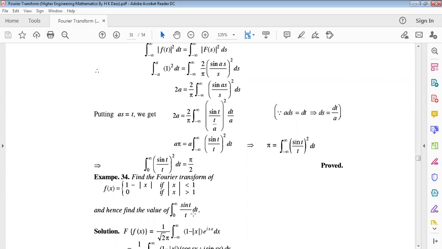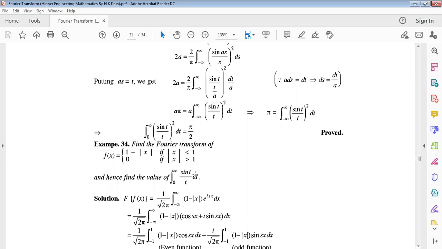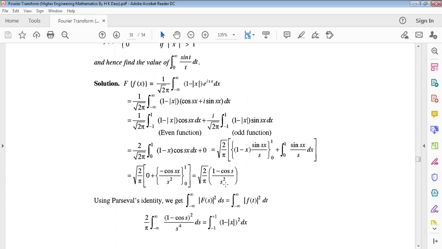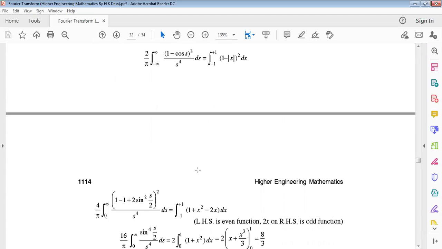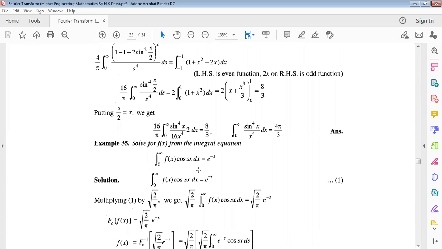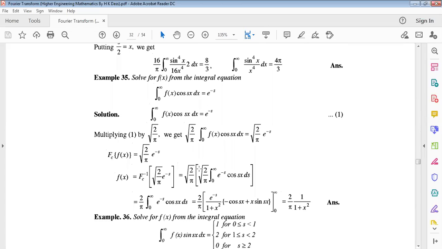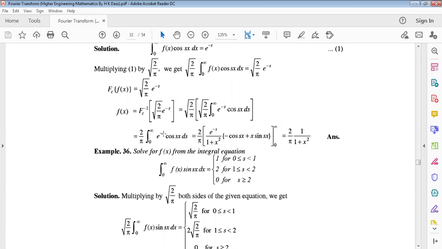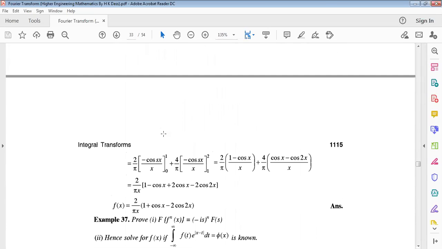This is the result. You have to prove example 34 by a similar process, like example 33. Similar concept is used here. I am not discussing this. This is left for you, you can try it at home. And also, by using Parseval's identity, example 35 is also left for you.